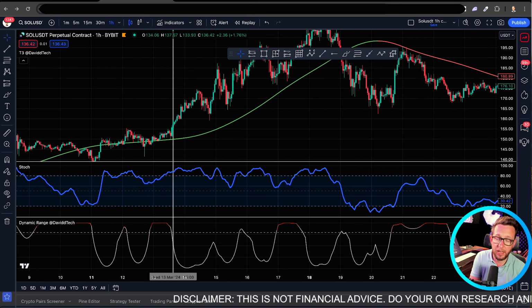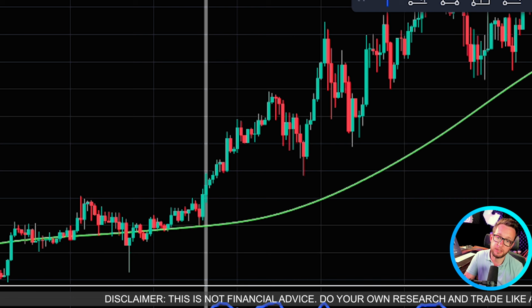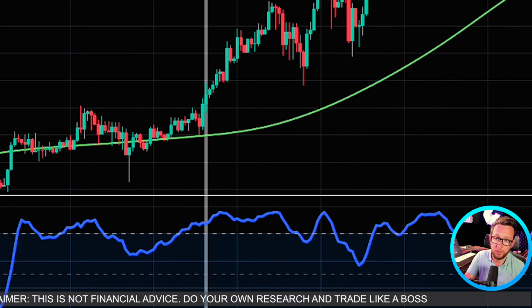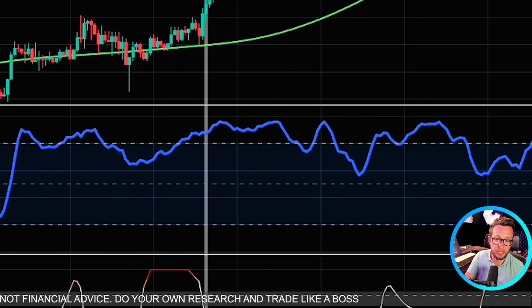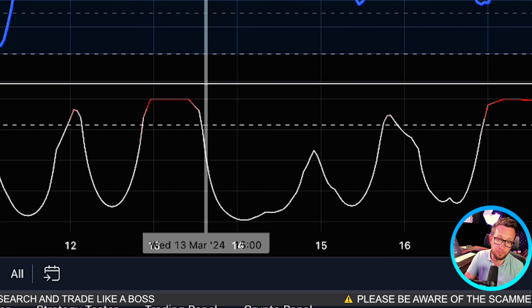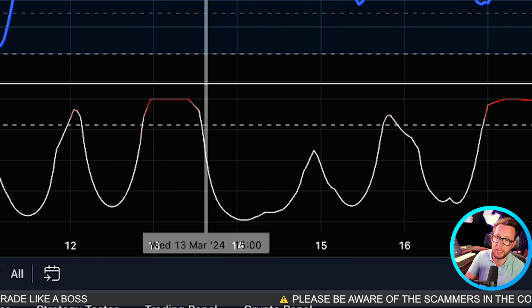Okay, here we have a perfect entry. As you can see, price is above the green T3. We have our stochastic, which is in the overbought section above the 80, just like this. Our dynamic range is trending below our threshold, so we can take a long here.